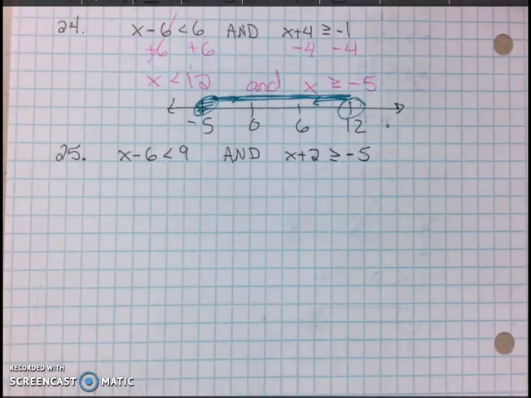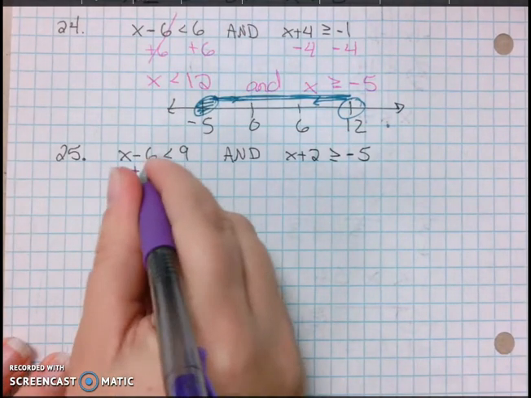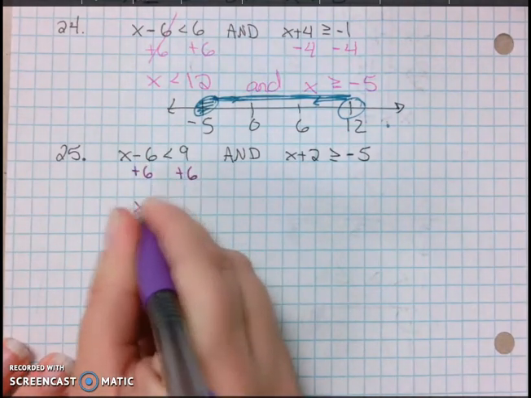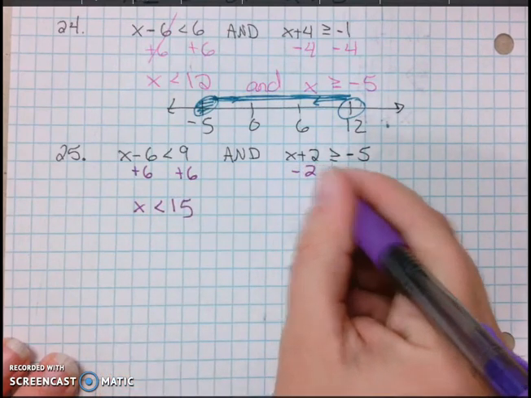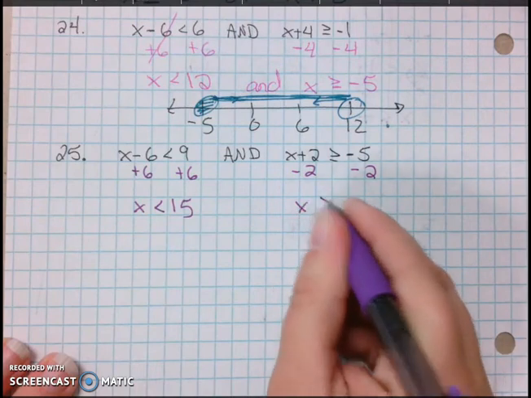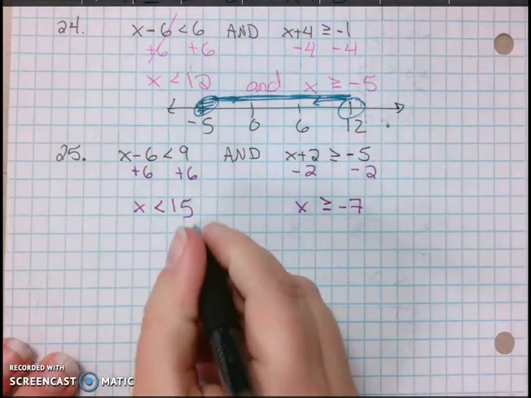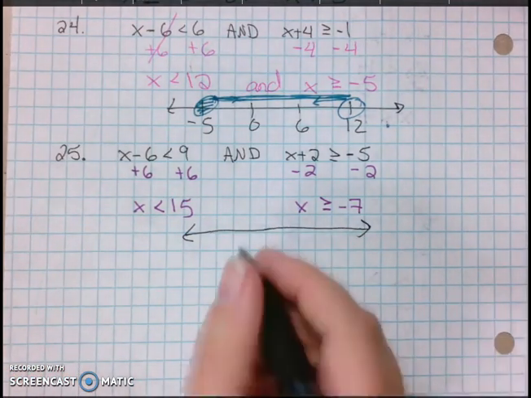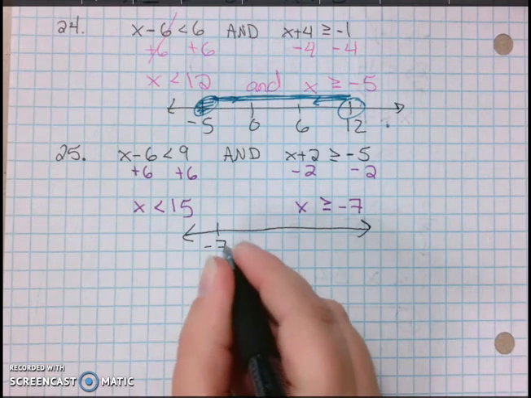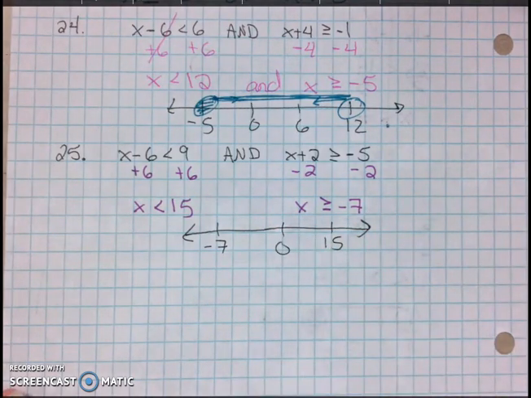Okay, here's the last question for the basic algebra class. So, solve this one by adding 6 to both sides. 9 plus 6 is 15. Solve here, subtract 2 on both sides. Negative 5 minus 2 is negative 7. Graph these together. Since it's AND, our arrows should come together, so we're connecting the dots. Make sure to put the negative 7 on this side, 15 over here. I'll just put a 0 in the middle.